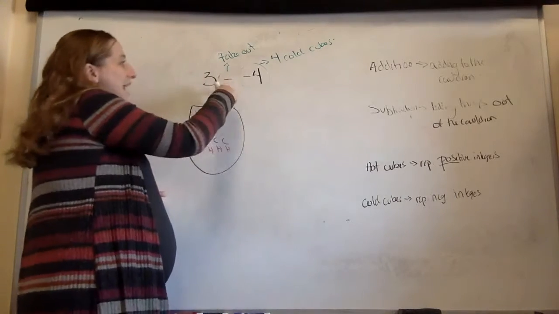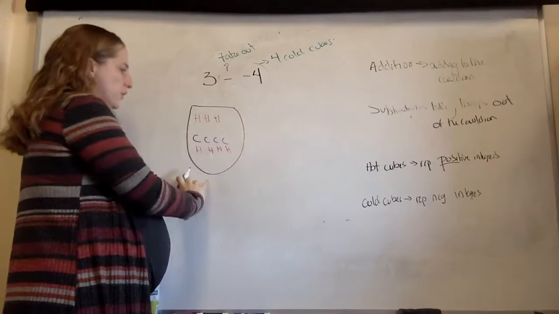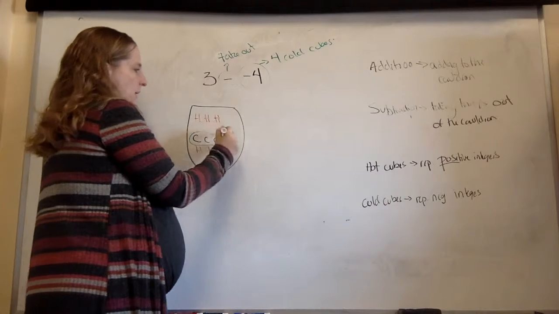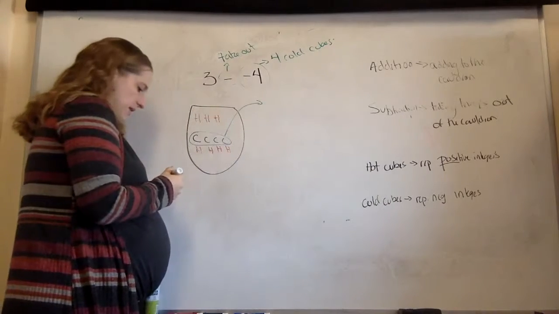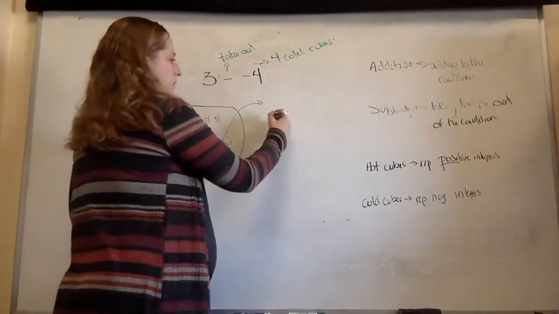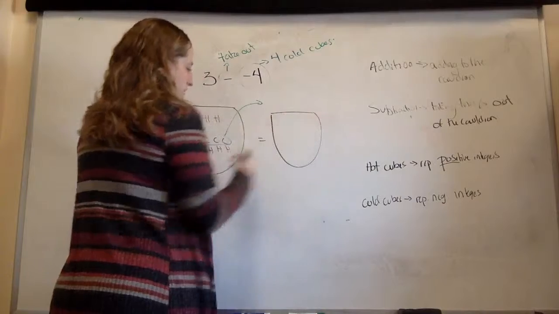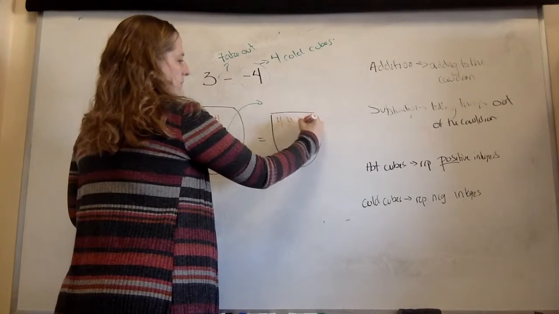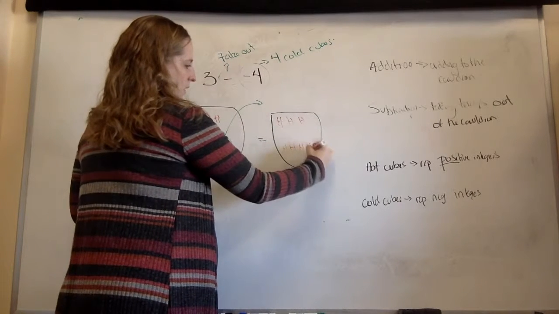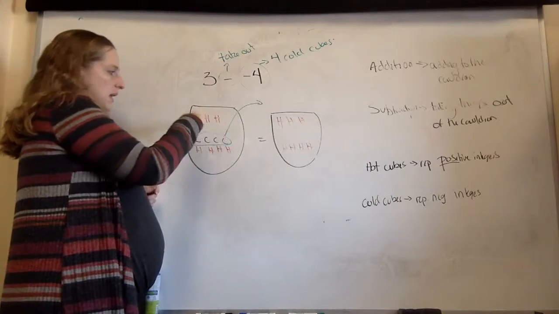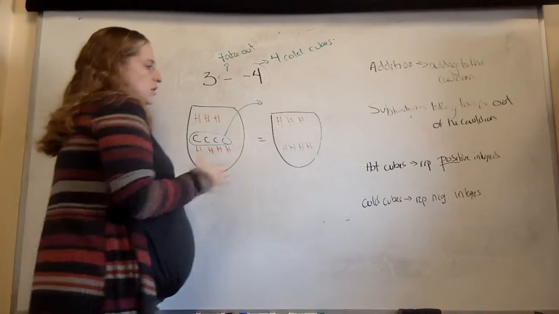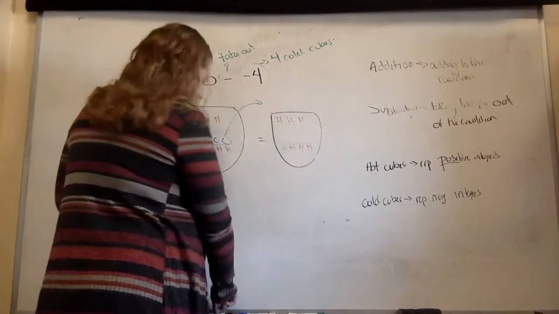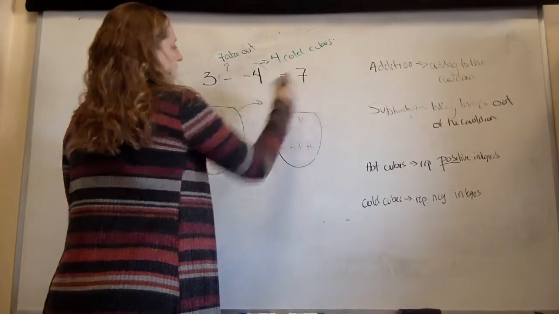Okay, now we're going to take out 4 cold cubes. We've got our starting 3 degrees. We're going to take out 4 cold cubes. So 1, 2, 3, 4. I'm going to take them out. That represents subtracting 4 cold cubes. And now the configuration of my pot looks like this. I took out these 4 cold cubes, leaving me with these 3 hot cubes and these 4 hot cubes. So overall, my temperature is 1, 2, 3, 4, 5, 6, 7. So that tells me that 3 minus negative 4 equals positive 7.